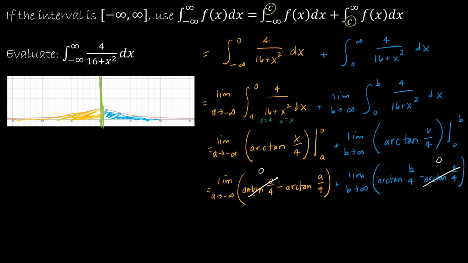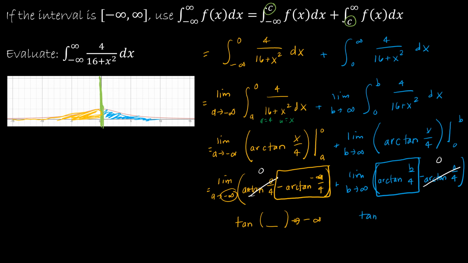So the only values that I'm really concerned about are negative arctangent of a over 4 and arctangent of b over 4. And so you might be thinking, well, how do I do that? Because essentially what we're saying is, what value of tangent is going to give me, in this case, negative infinity over 4? So what value of tangent approaches negative infinity? And over here we're saying, what value of tangent approaches positive infinity?